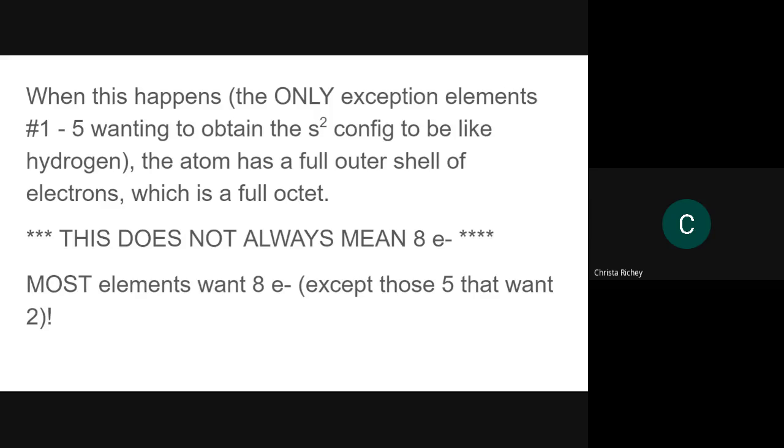I am not the one that's responsible for making your normal tests. I'm sort of following everybody else, if you will. But octet does not really mean 8. With the exception of those 5, yes, it does. But for those 5, it means 2. And really, like I said, the only exception is helium.